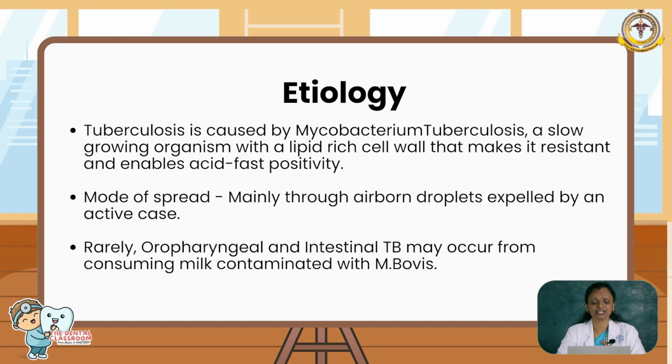And there is a rare entity called oropharyngeal and intestinal tuberculosis, which can be contracted by drinking milk contaminated with the organism Mycobacterium bovis. It is rare actually, but still it is present in some countries where they are using unpasteurized milk and where the cattle is infected with Mycobacterium bovis. But other than that, the most common organism is Mycobacterium tuberculosis. It is an acid-fast bacilli.